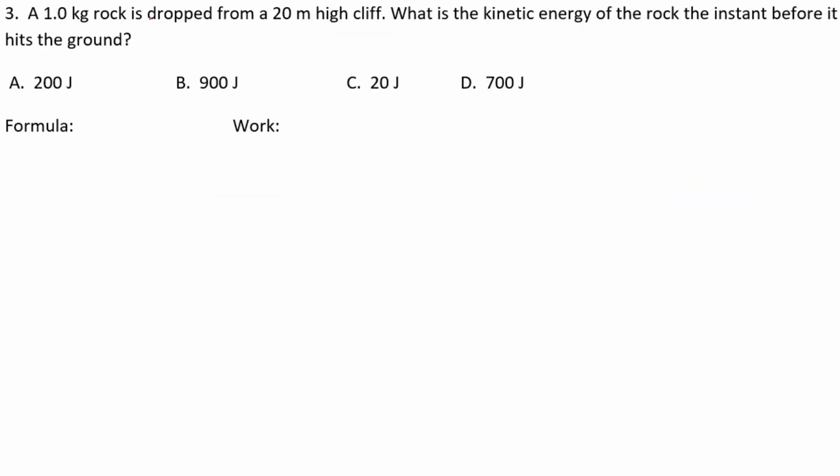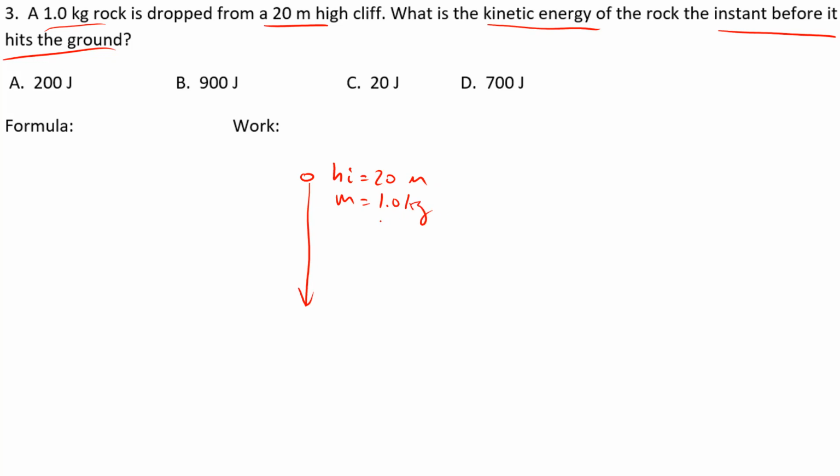Next one, a 1 kilogram rock is dropped from a 20-meter high cliff. What's the kinetic energy an instant before it hits the ground? So this is a before-after situation. So you're going to have a rock, and it's going to be dropped from a 20-meter high cliff. And so I'm just going to give some information. H initial is going to be 20 meters. The rock has a mass of 1.0 kilograms. And what you're asked for is this final part. So this is at the beginning. You're asked for the velocity final at the very end right here when it gets to the bottom.